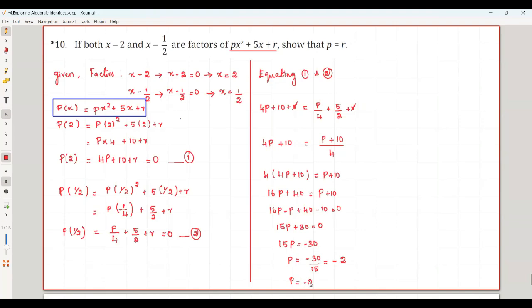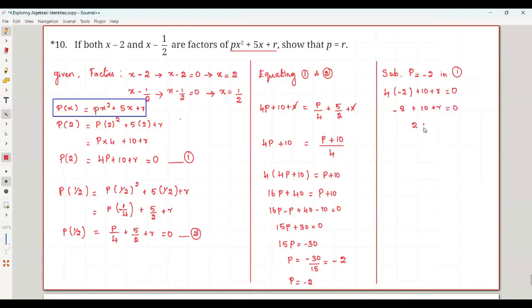Now just substitute p is equal to minus 2 in equation number 1. So 4 into minus 2 plus 10 plus r is equal to 0. 4 2s are minus 8, plus 10 plus r is equal to 0. Minus 8 plus 10 is 2, so 2 plus r is equal to 0. Now r is equal to minus 2. So p is minus 2, r is also minus 2. Therefore p is equal to r.